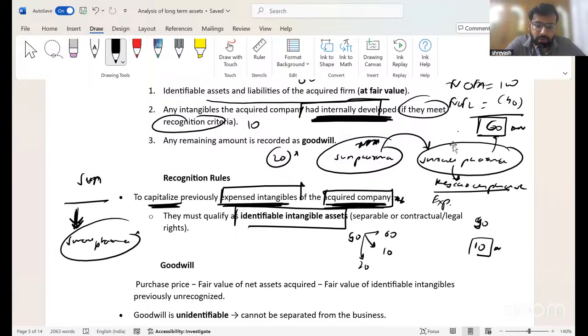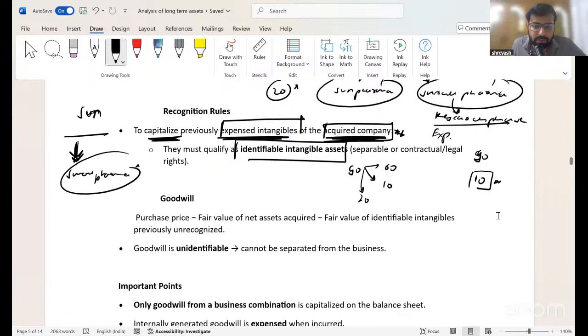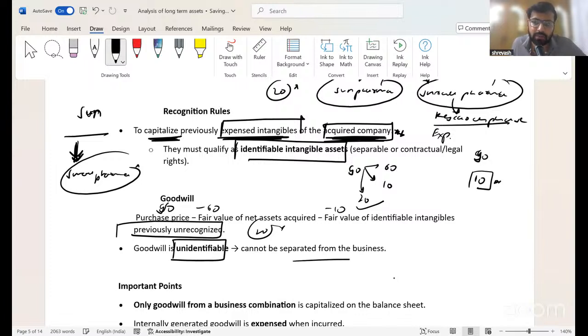Right. And goodwill, so we do understand goodwill is what? Purchase price minus fair value of net assets acquired minus the fair value of identifiable intangible asset that was previously unrecognized. मतलब मैंने कितना दिया, purchase price 90, fair value of net assets मतलब assets minus liability कितना है, 60, और ये कितना है, 10, तो कितना आता है goodwill, 20. And goodwill is what? Asset, unidentifiable because it cannot be separately sold, as we have already discussed ऊपर.